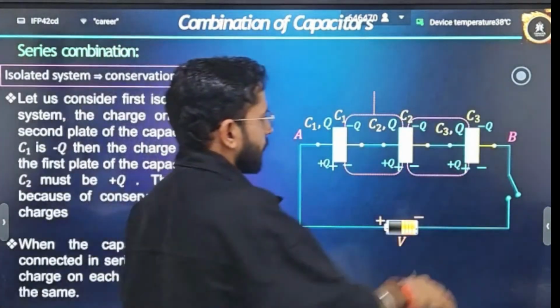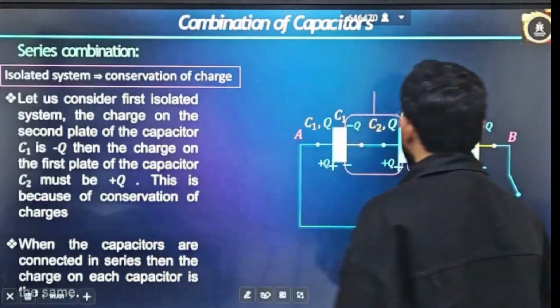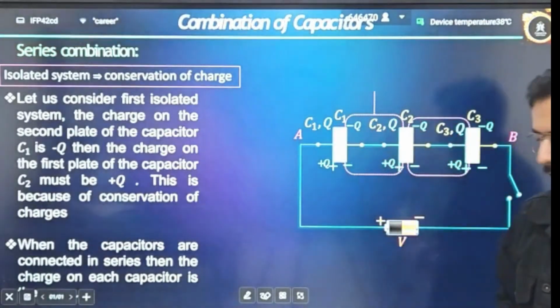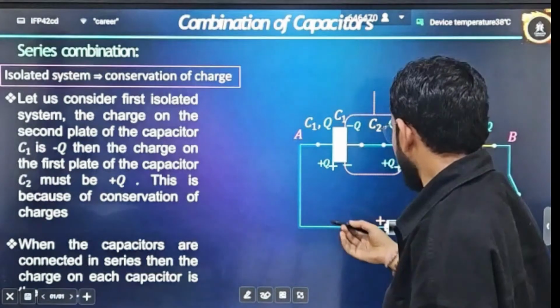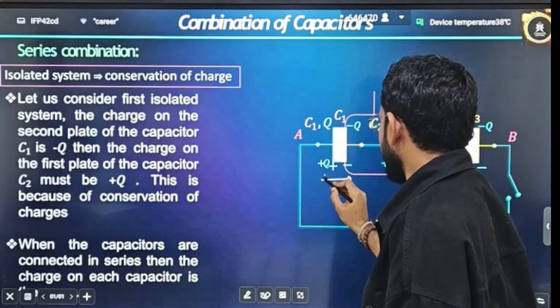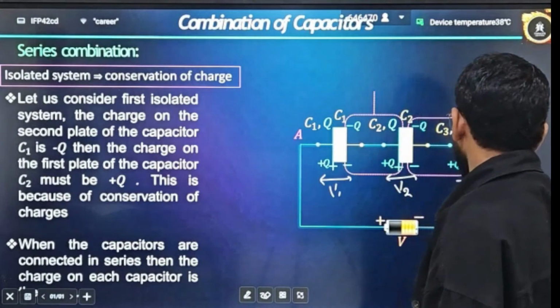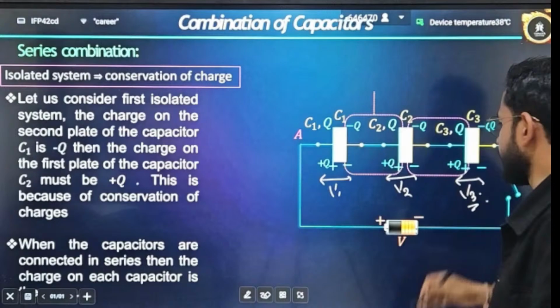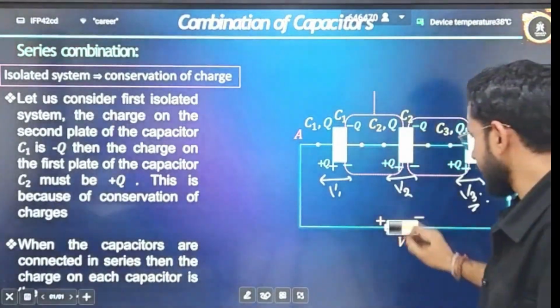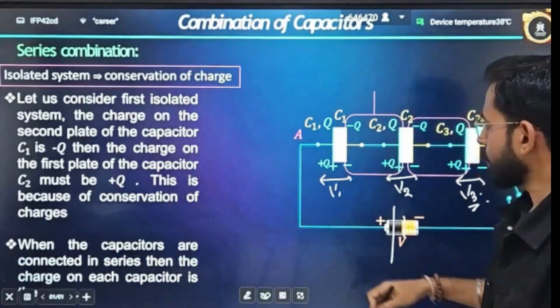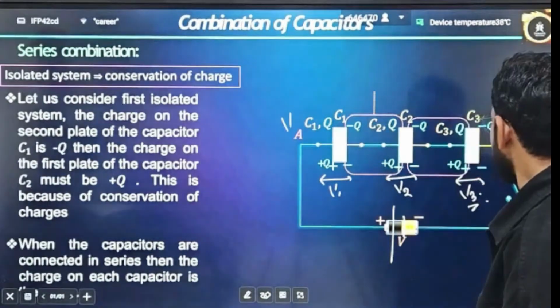For series combination, what I have already told you, that charges will be the same and it is connected by some battery V. Let's write how I am going to write. Let's suppose across this the potential difference is V1, across this the potential difference is V2, and across this the potential difference is V3. Different potentials, and a battery is connected.